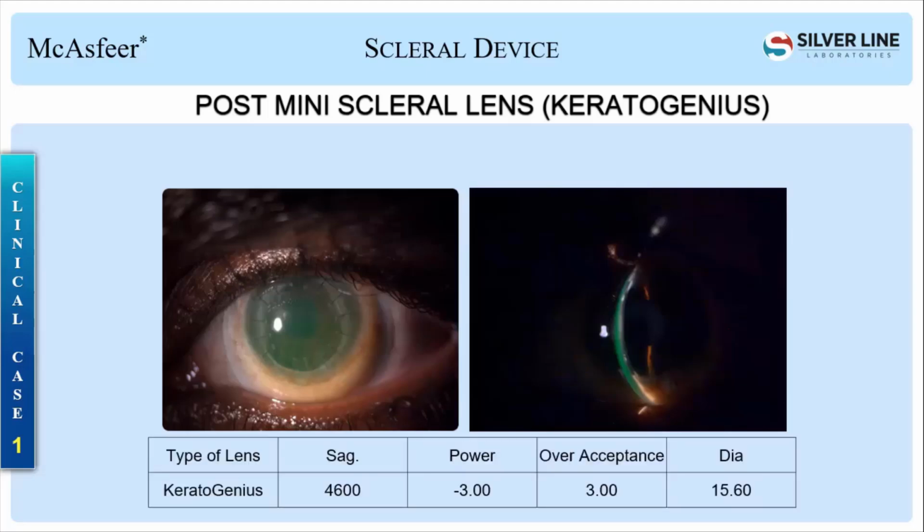And here are the parameters, and for 600 SAG. His vision improved to 6/9. It's an instant vision improvement.